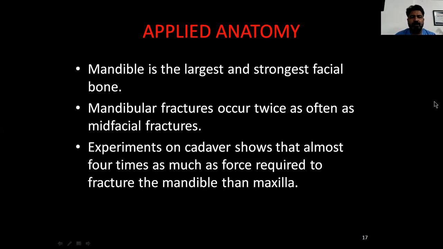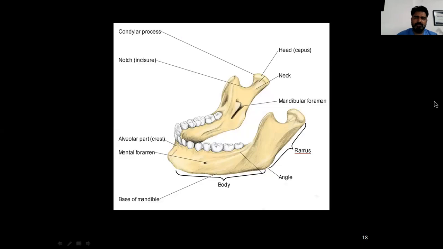The applied anatomy: the mandible is the largest and strongest facial bone. Mandibular fractures occur twice as often as mid-facial fractures. Experiments on cadavers show that almost four times the force is required to fracture the mandible than the maxilla. So this is the applied anatomy of the mandible, the parts of the mandible: the body, mental foramina, base of mandible, angle, ramus, mandibular foramina, neck, head, condylar process, notch, and alveolar crest.